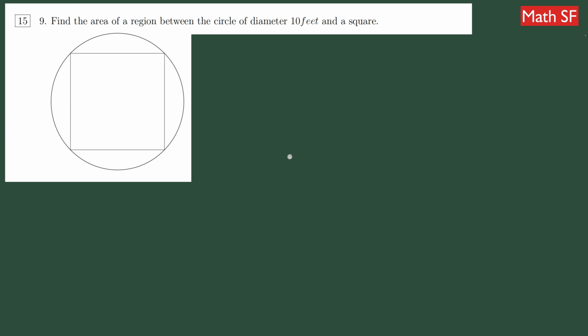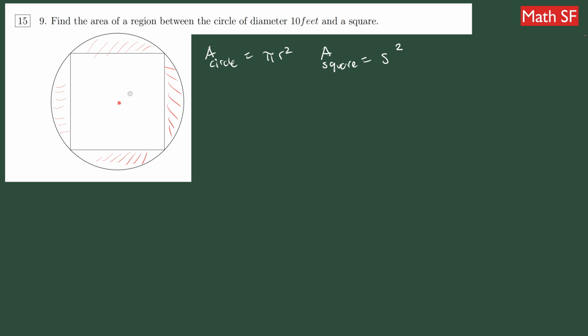Number 9. Find the area of the region between the circle of diameter 10 feet and a square. So pretty much they're asking you to find the area of this part here. For that, we need to get the area of the entire circle and take away the area of the square. So let's recall our formulas. Area of a circle is equal to pi r squared, and area of a square is equal to the side squared.